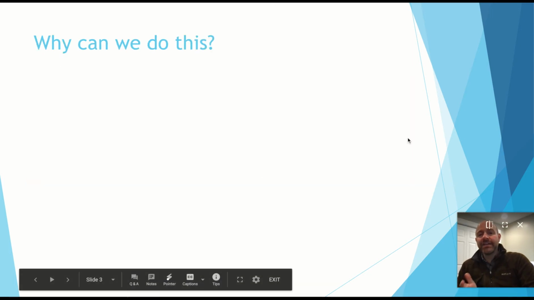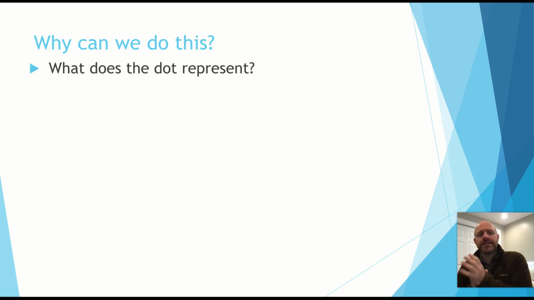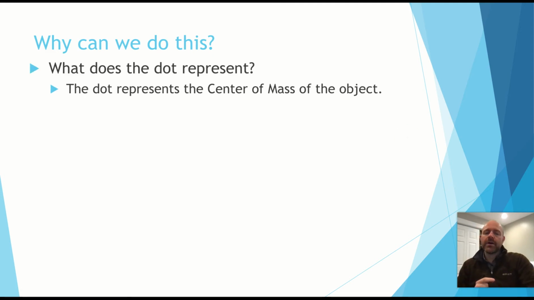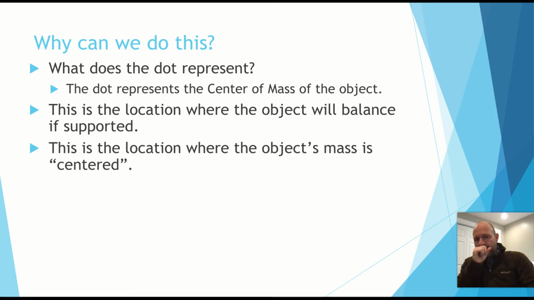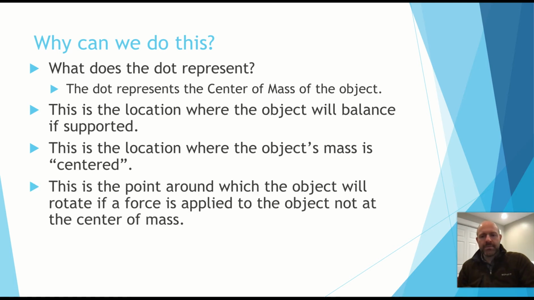The reason we can do this is that that dot actually represents this thing we call the center of mass. This is the point on the object where if we support it, it will balance. If you ever tried to take an irregularly shaped object and get it to balance, you understand that it only does it in certain spots, and it can be pretty unstable. This is the point where the object's mass is sort of located, right? If you had to pick a spot. And if you were to fling it through the air, that would be the point around which it would rotate if allowed to rotate freely.